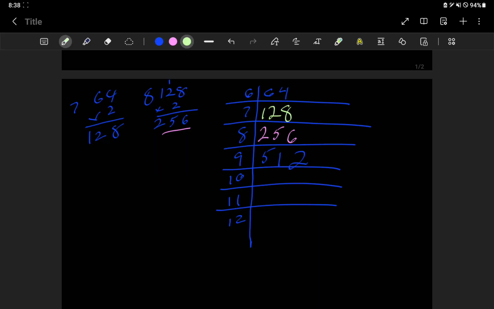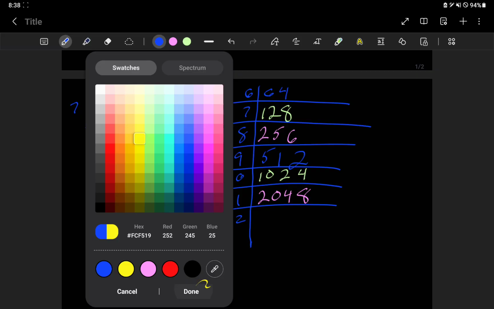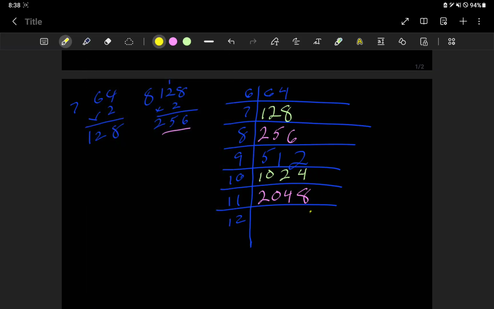Now, adding it to itself is the same as multiplying by 2. So 2 times 2 is 4. 2 times 1 is 2. 2 times 5 is 10. 2 times 4 is 8. 2 times 2 is 4. 2 times 0 is 0. 2 times 1 is 2. Now let's switch colors. 2 times 8 is 16. Carry 1. 2 times 4 is 8. Plus 1 is 9. 2 times 0 is 0. 2 times 2 is 4.